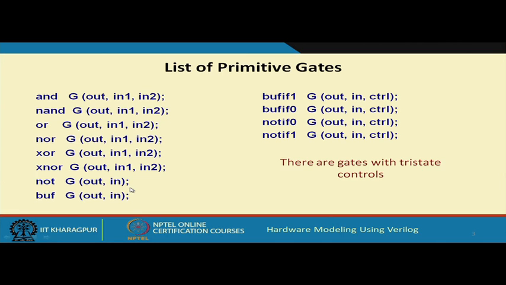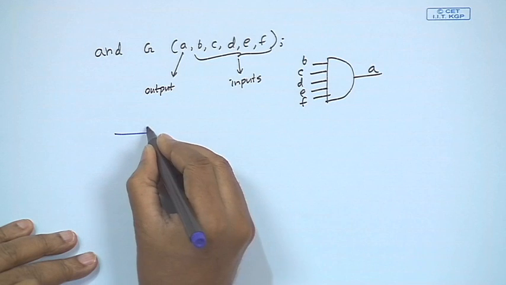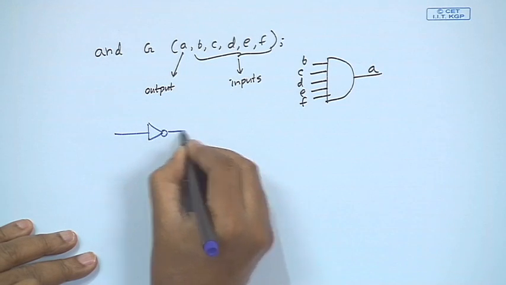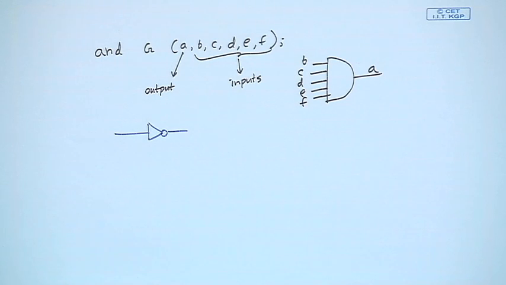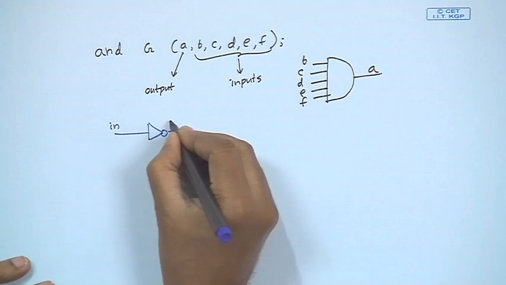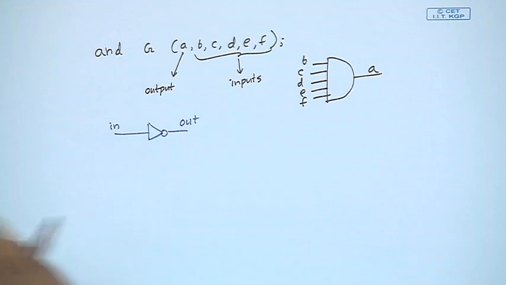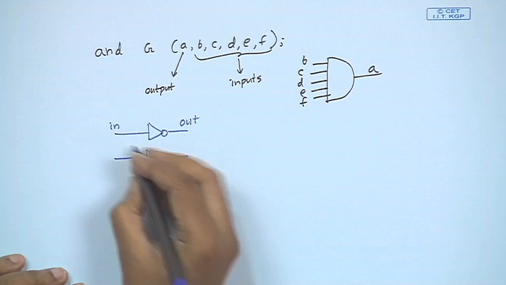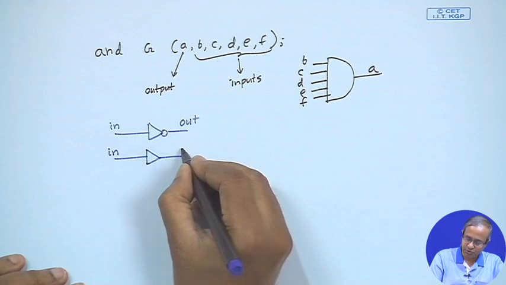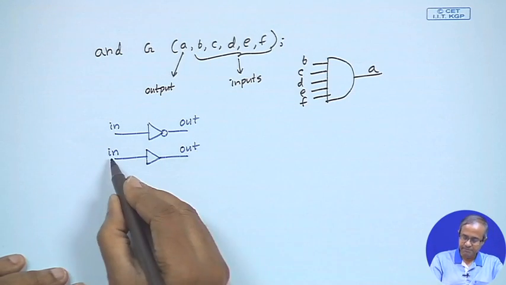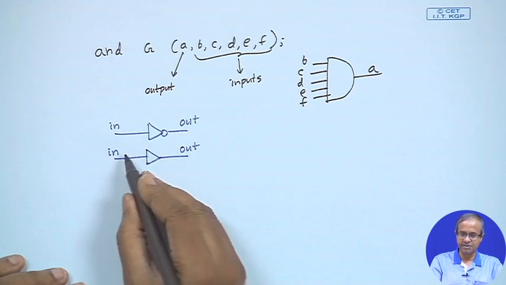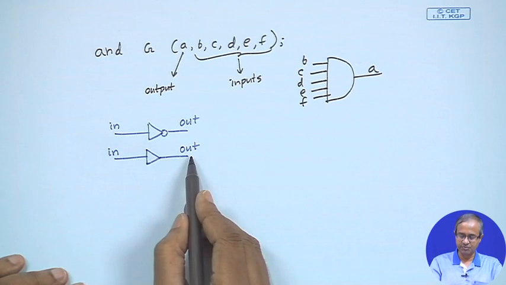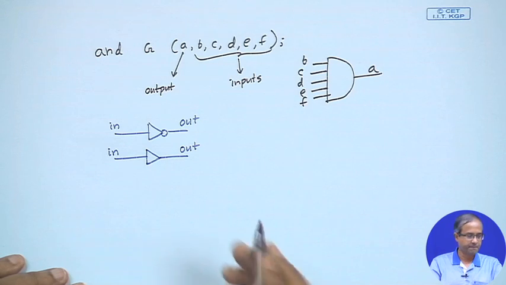NOT is simple, NOT will have a single input and a single output. So, the input is in, output is out. Coming to buff, buff is just a buffer. Sometimes you need to isolate signals. Here out equals in, the logic value does not change, but the signal values are restored. This is a buffer.